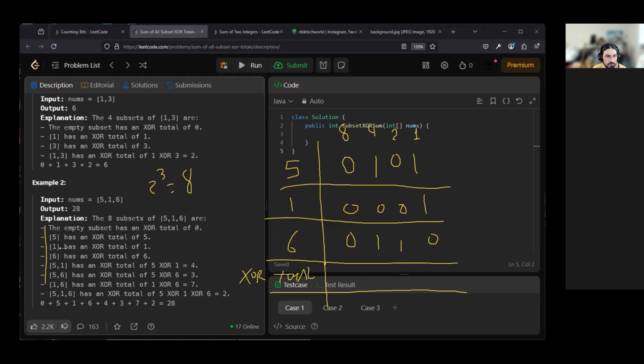They calculated it here. For the 5, it's 5. For the 1, it's 1. For the 6, it's 6. 5 XOR 1 is 4. 5 XOR 6 is 3. 1 XOR 6 is 7. And for all three, 5 XOR 1 XOR 6, you get 2. Add them all up, you got 28. That's 28 here. I wrote it here under total.